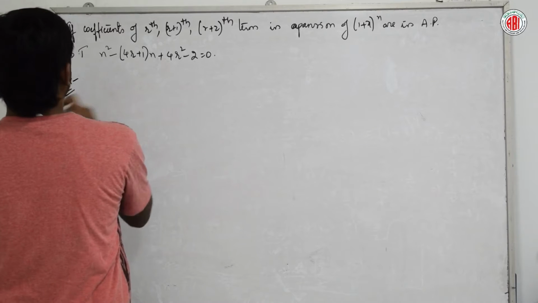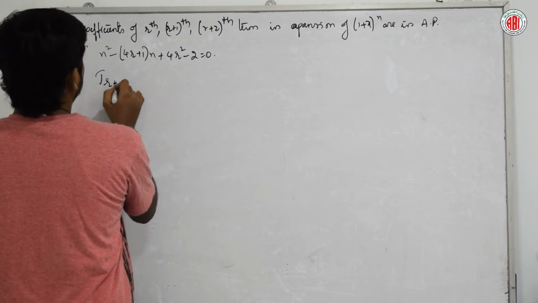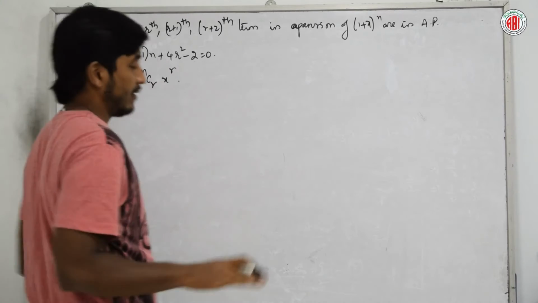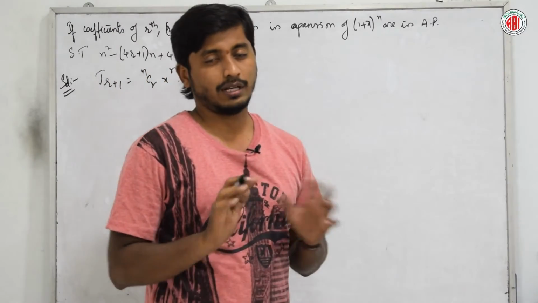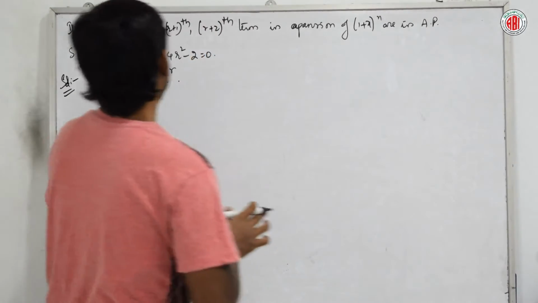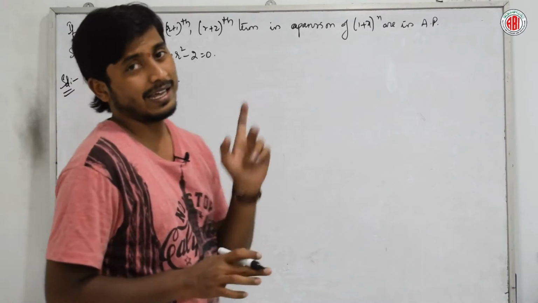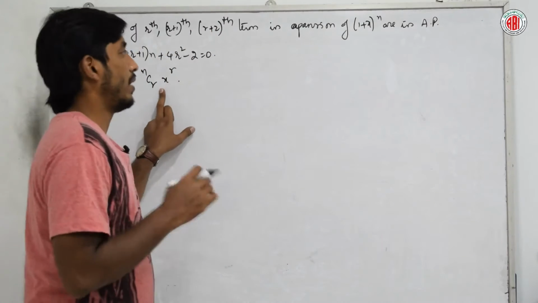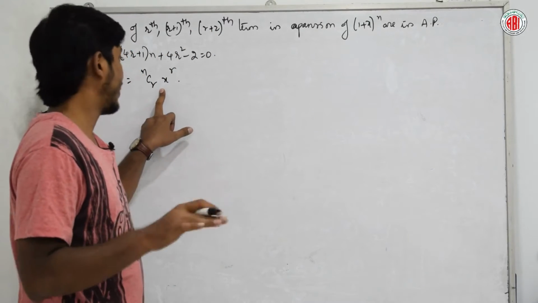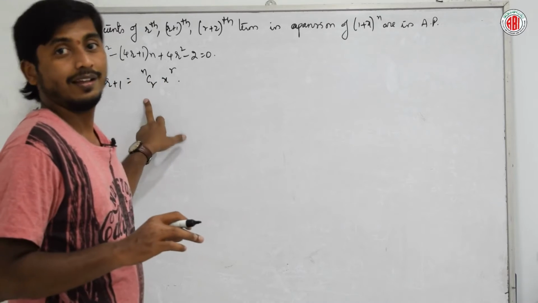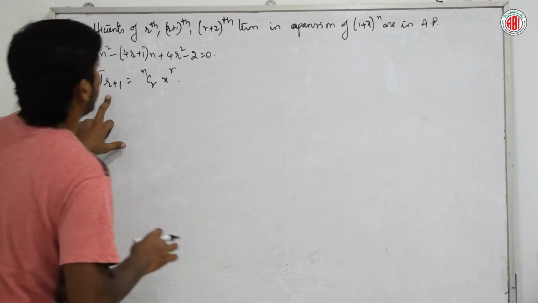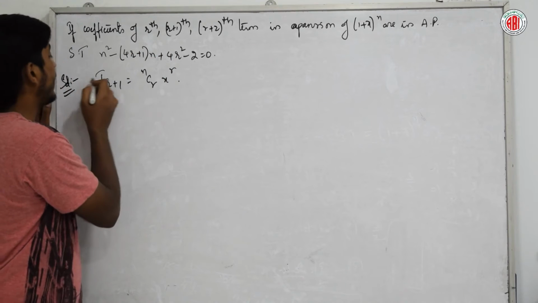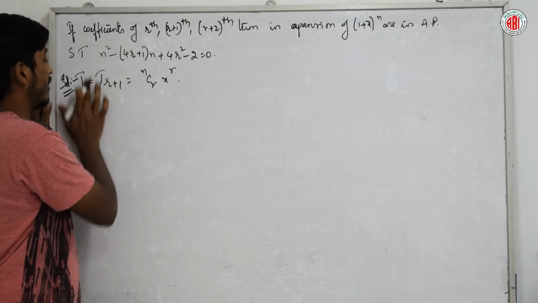Solution is: T(r+1), the general term, is nCr x power r. That's it. Okay, don't get confused in between. nCr x power r, or else you can directly write 1 power n minus r into x power r. We can do anything. But what is the coefficient here? nCr. This is T(r+1). What if I want only the rth term? Just tell me, this is the (r+1)th term, it's fine.